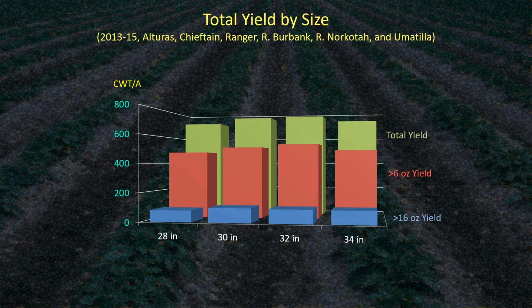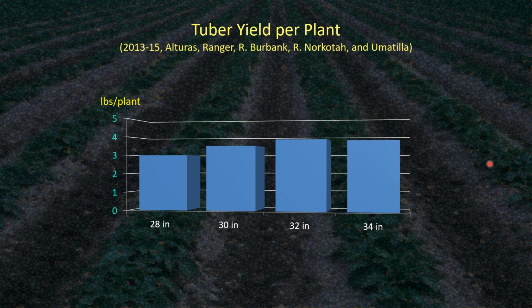This looks at tuber yield per plant. So it's actually pounds per plant across the different row widths. If you harvested every plant out of those rows, each plant would weigh this much. Here we got 3 pounds and close to 4 pounds for these. So this just shows you that tighter row width here did not reduce weight per plant.